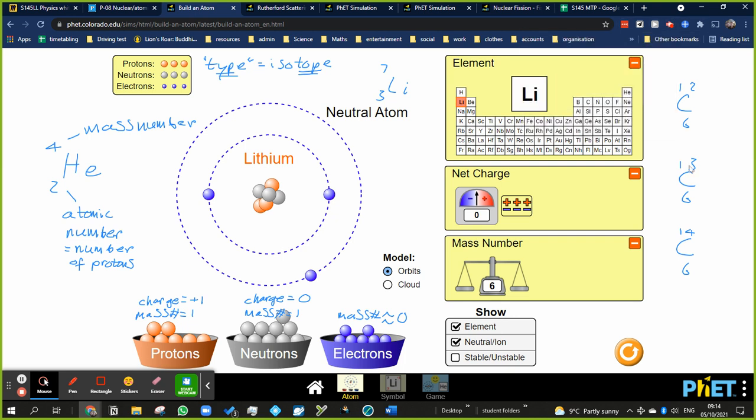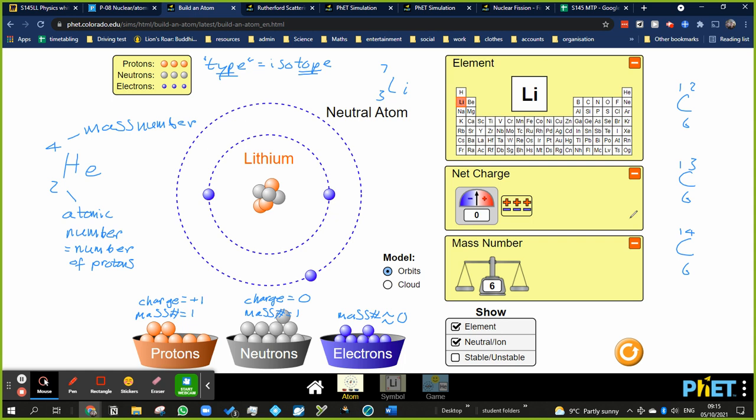So they all have atomic number of 6, which means they all are carbon and they all have 6 protons. But the mass number is different, and remember that the mass number of protons is 1, the mass number of neutrons is 1. So this one, if it's got a mass number of 12 and 6 protons, must also have 6 neutrons. Whereas this one's got 7 neutrons and this one's got 8 neutrons.